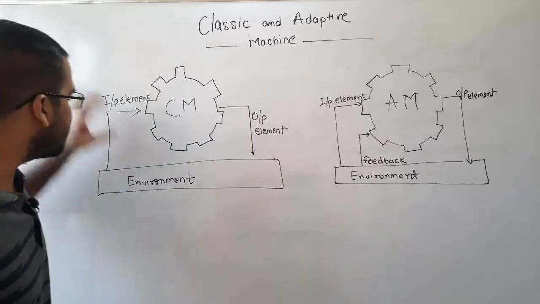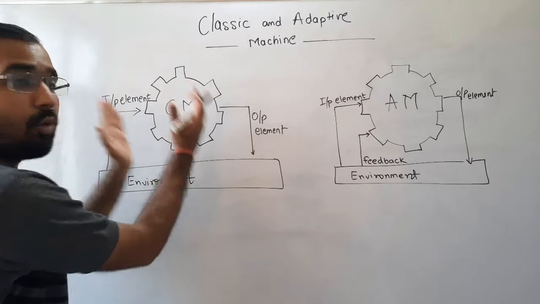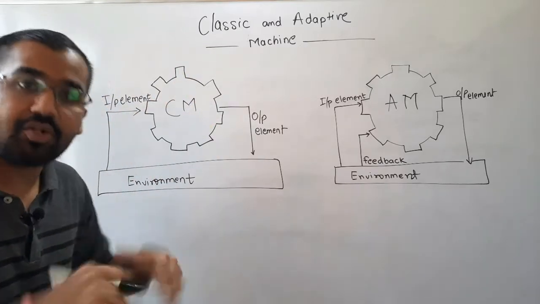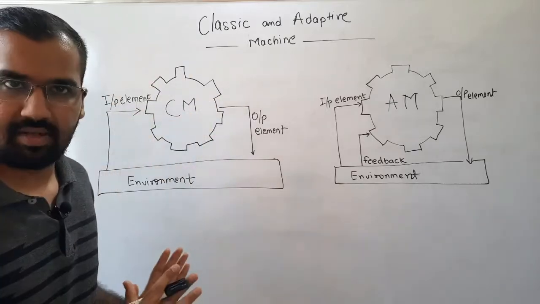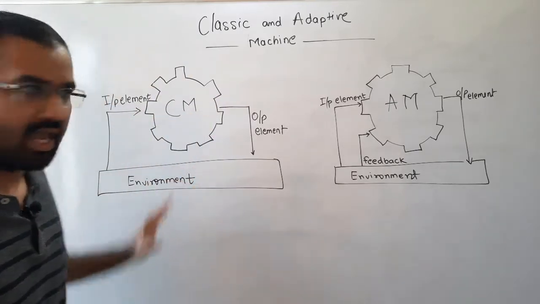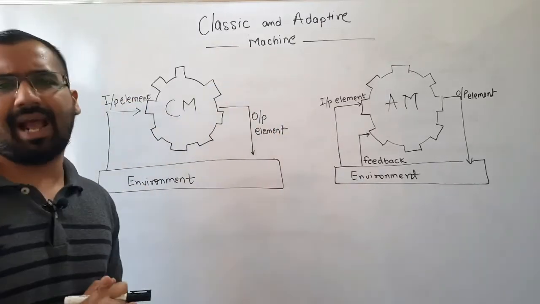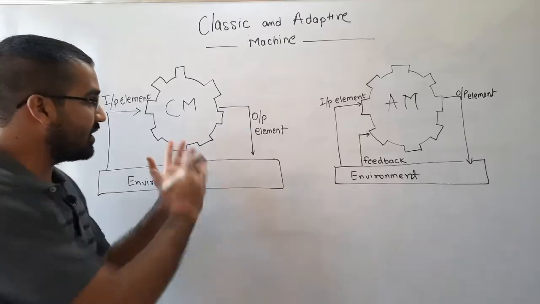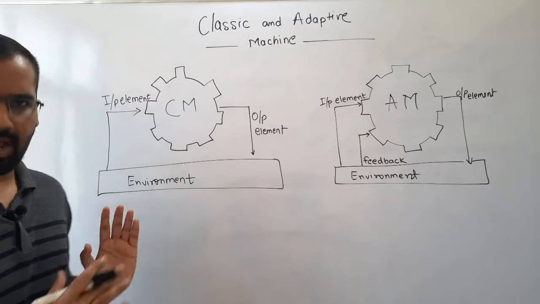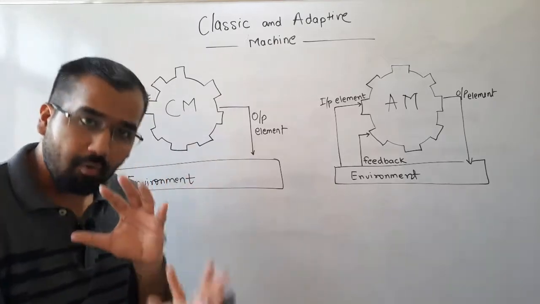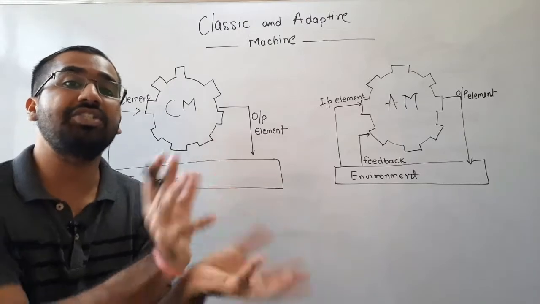So whatever input element you provide to this classic machine, it is going to complete the respective task as it is predefined there, and accordingly output is generated. You can treat this output element as some actions. The machine generates actions, and those actions act upon the environment, and once they do, obviously the state of the environment gets altered or changed.